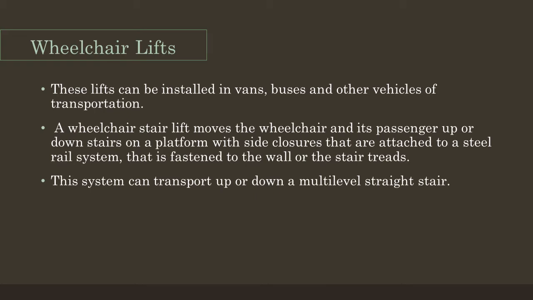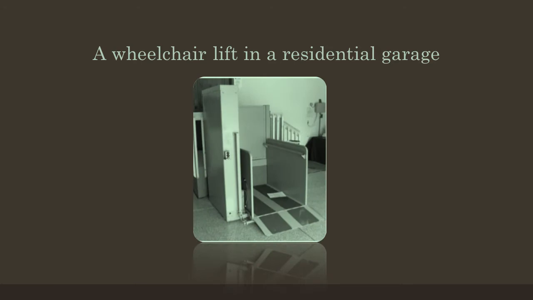A wheelchair stair lift moves the wheelchair and its passenger up or down stairs on a platform with side closures that are attached to a steel rail system that is fastened to the wall or the stair treads. This system can transport up or down on multi-level straight stairs. A wheelchair lift in a residential garage.